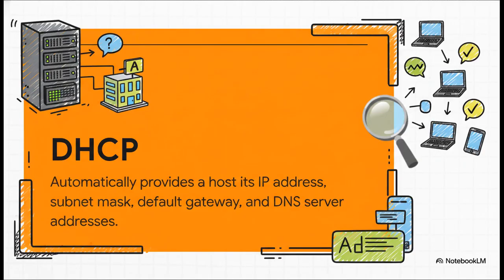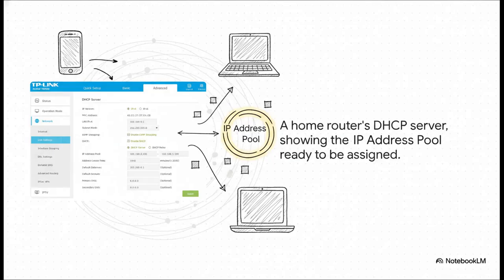And the hero that automates this whole process for us is DHCP, the Dynamic Host Configuration Protocol. The absolute best way to think of it is as the network's official address assignment office. The second your device joins a network, it basically shouts, "Hey, I'm new here, I need an address." And the DHCP server just hands it everything it needs to get started. It's brilliant.